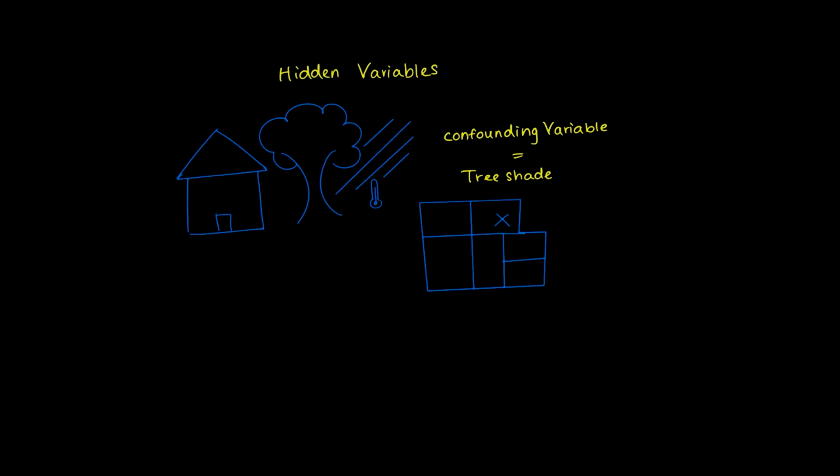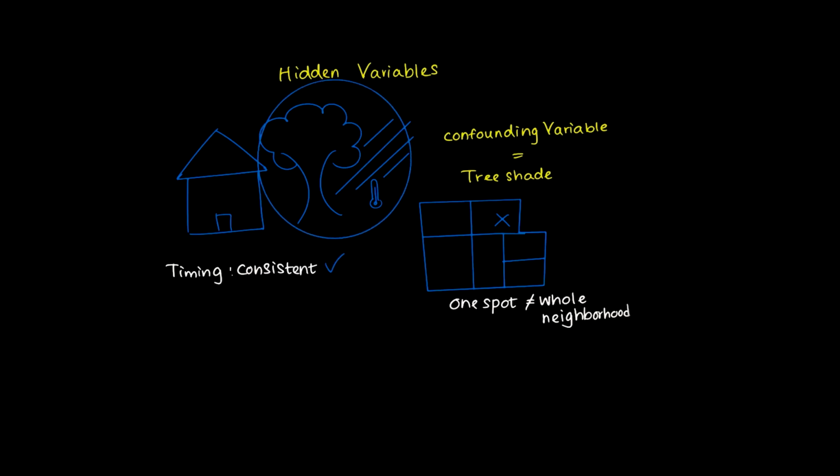The measurement timing is actually consistent. Noon every day. A year's plenty long to capture seasonal changes. And noon is a perfectly standard time for temperature readings. The issue is purely about location. That tree creates conditions that don't exist everywhere else.